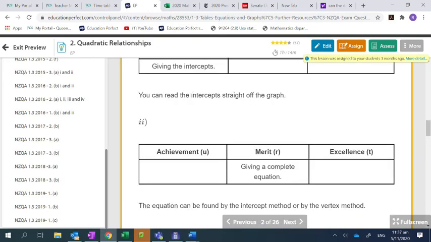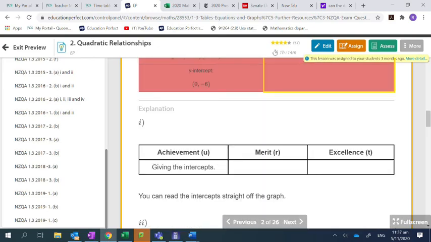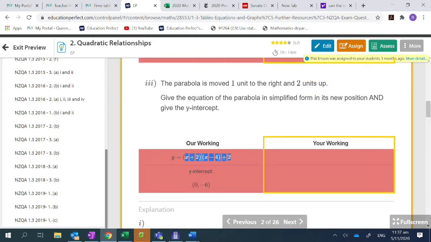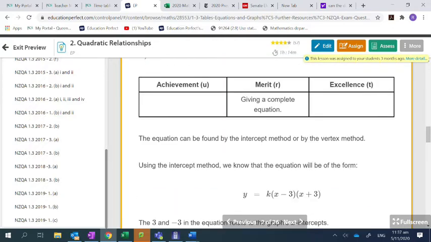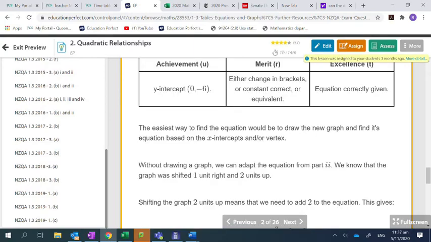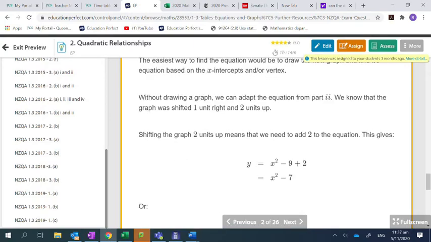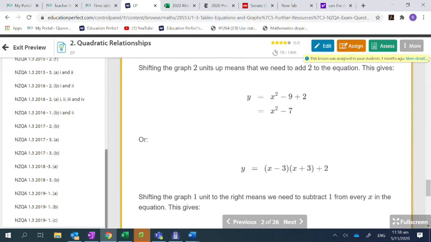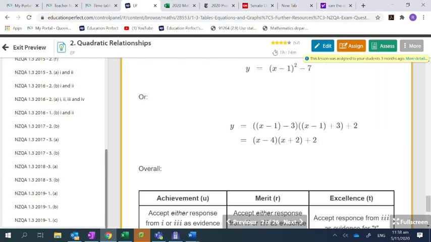They're just doing something different. Yeah, we already got the equation. We did the equation. Here's the equation, guys. So we already did the equation. Based on the intercepts, we did the equation. It's x minus 3, x plus 3, plus 2. Our new equation is x minus 4. I don't know what they are doing.